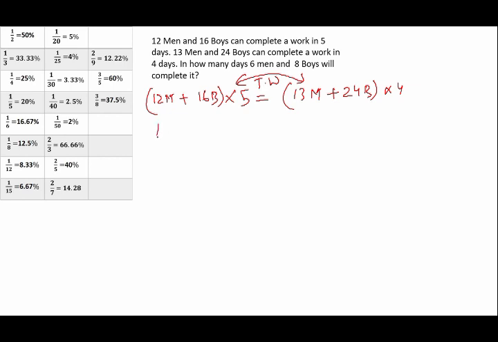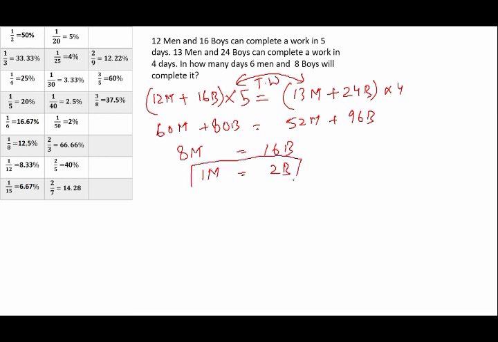If you solve this, you will get 60 men plus 80 boys equal to 52 men plus 96 boys. We have 8 men, 16 boys. 1 man is equal to 2 boys. So 1 man is doing work equivalent to 2 boys. Let's put this in our first equation.